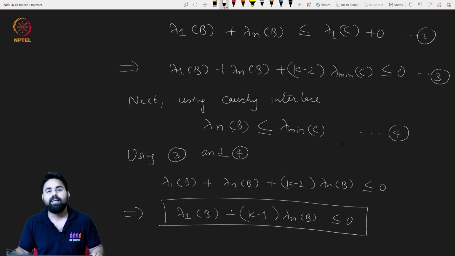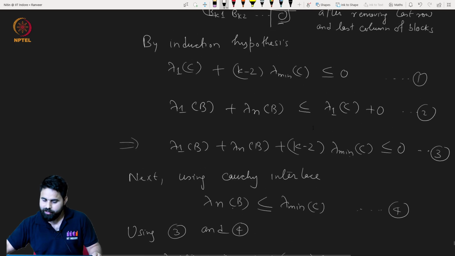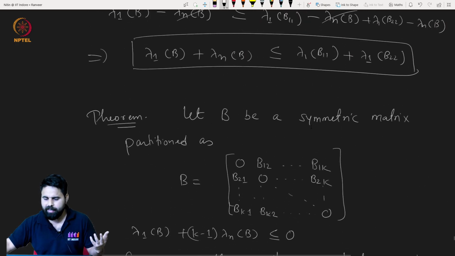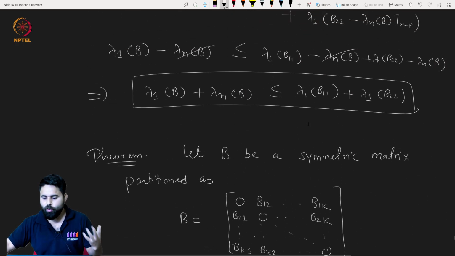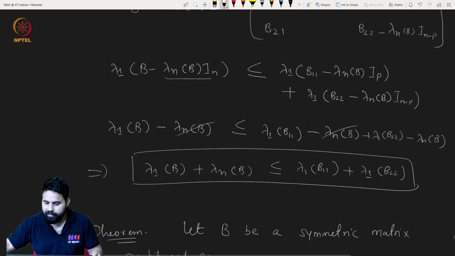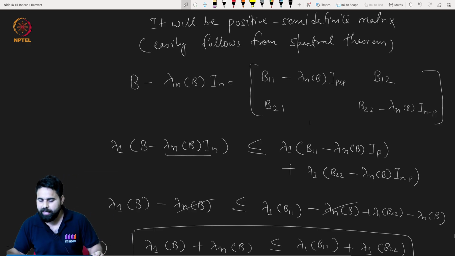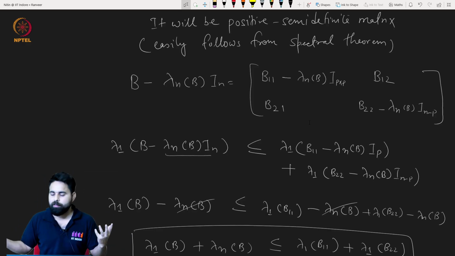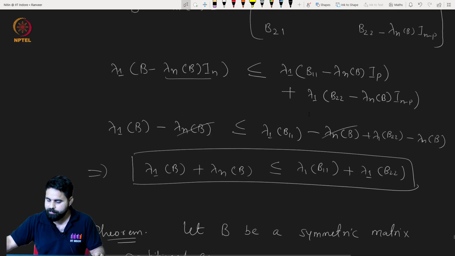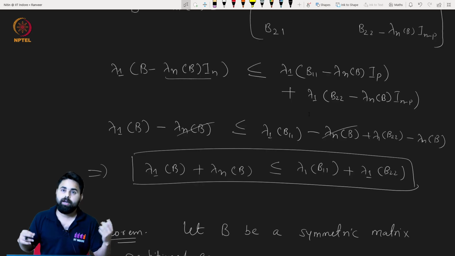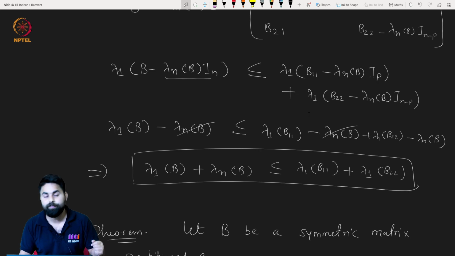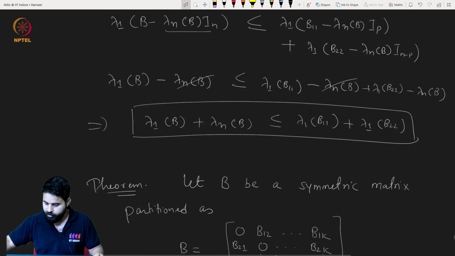Okay, so I hope you understood this. So let me recap. What we did, we gave two kinds of partitions. In one partition, it was for all symmetric matrices, where diagonal blocks may not be 0. In that case we have seen that lambda 1 plus lambda n of the bigger matrix is always less or equal to the sum of the largest eigenvalues of the diagonal blocks, okay.